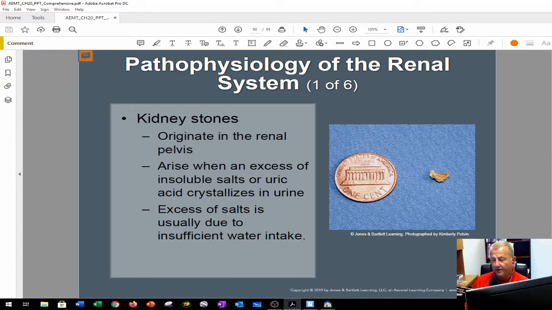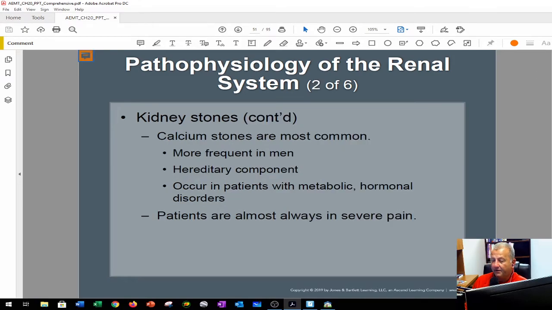They're very painful. If they're larger than 5 millimeters, then it's either surgery or other means to remove that, like blasting, stuff like that. The most common is the calcium stone. This is definitely more frequent in men than women, although I've seen women with this problem. It's not uncommon for women, but it's just more common for men.